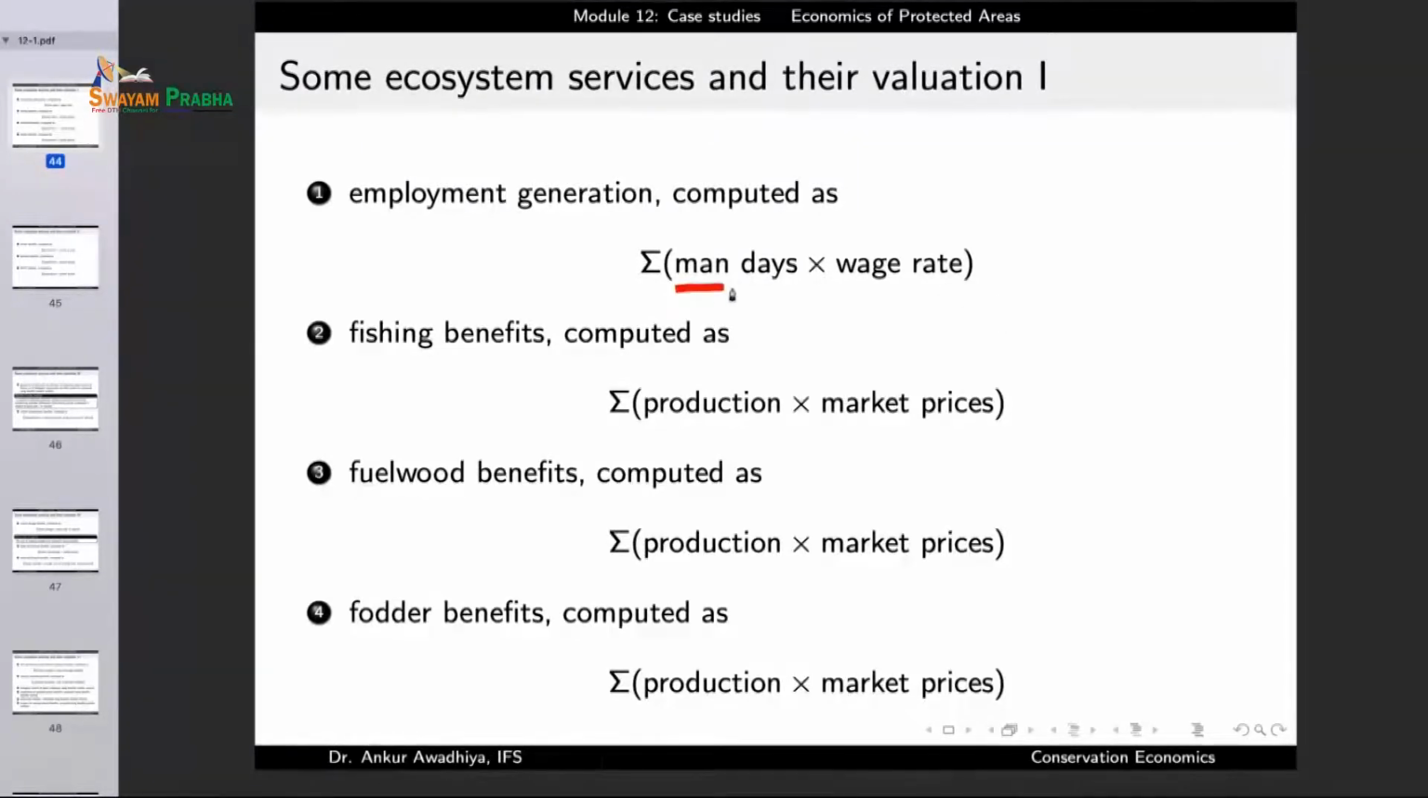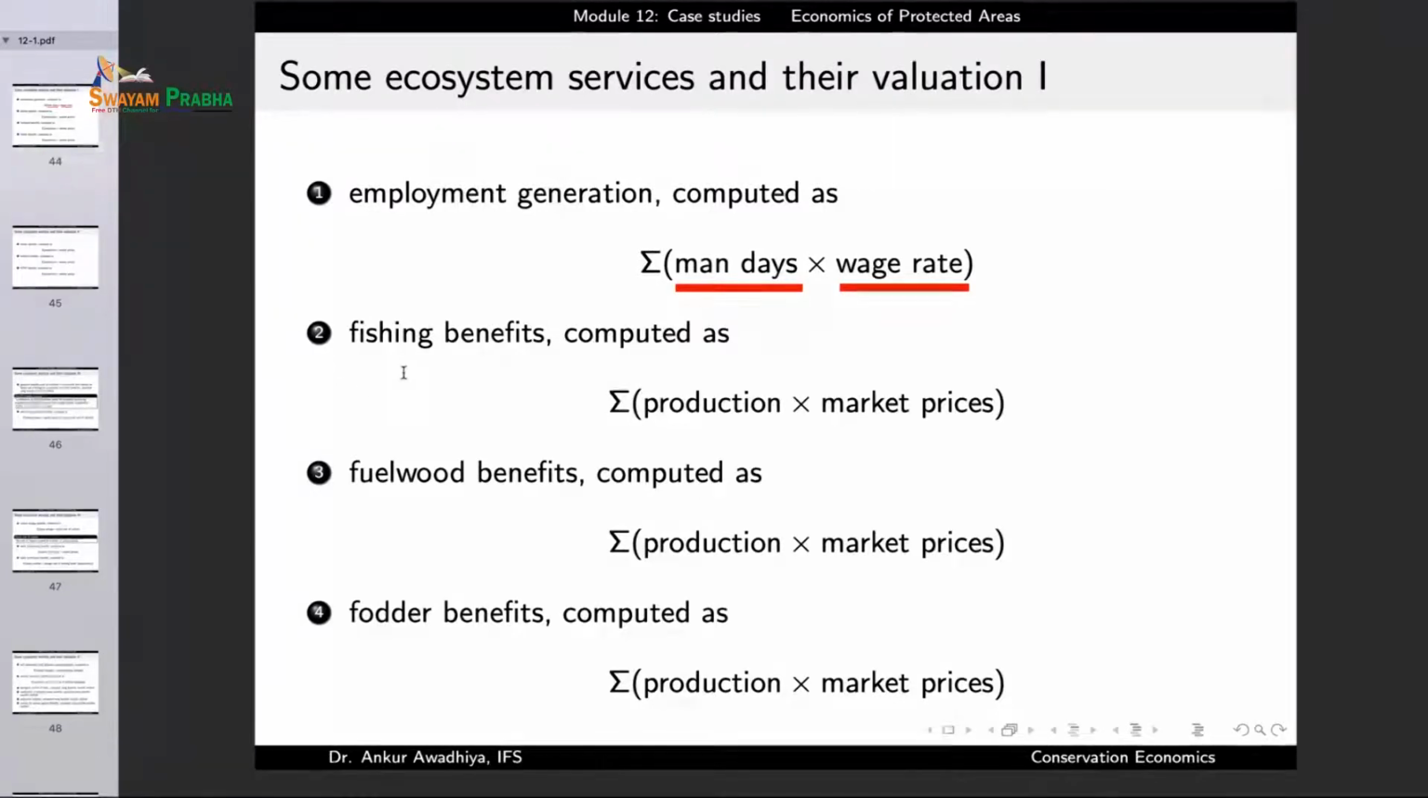So, how many man days of employment was generated? What was the rate at which these people got paid? So, you do a multiplication of both of these and you sum them up for all the people who are getting employment because of the protected area. So, this is giving us a value of the employment generation.